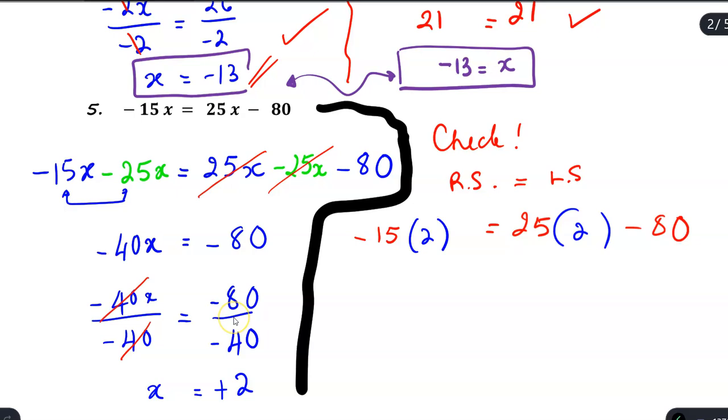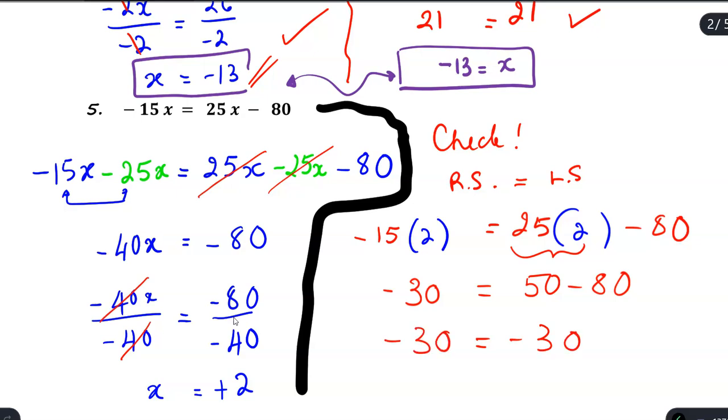So negative 15 times 2, I should have negative 30. So on this side, what I get is 25 times 2 will give me 50, subtract 80. So this side should be equal to negative 30. So you see now both sides are equal.